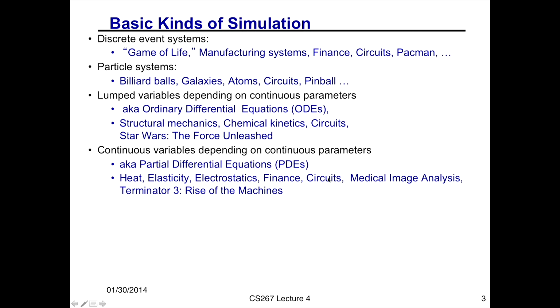So for circuits, you can also write down Schrödinger's equation for where all the electrons are in a piece of silicon, and model a circuit at that level. You probably don't model a very big circuit, but you might model an individual transistor that way. Medical image analysis. And then there's Terminator 3.